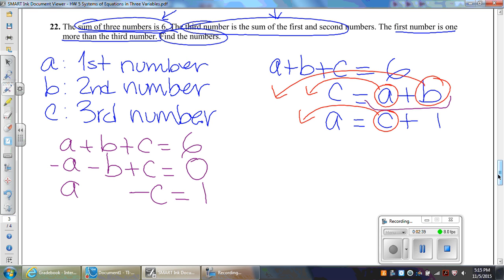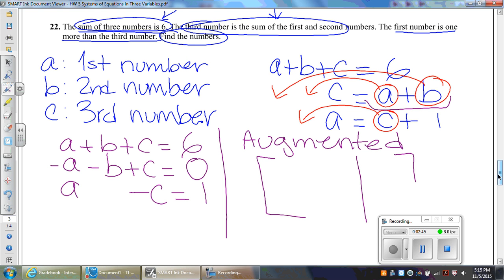Now from here, to construct the augmented matrix, remember that it's a matrix that contains the coefficients and also the constant terms. So to do that, you take the coefficients, 1, 1, 1, constant term is 6. Then we have negative 1, 1, 0. And then we will have 1. We don't have a B on the third equation, so we represent that with a 0. And then negative 1. And the constant term is a 1.